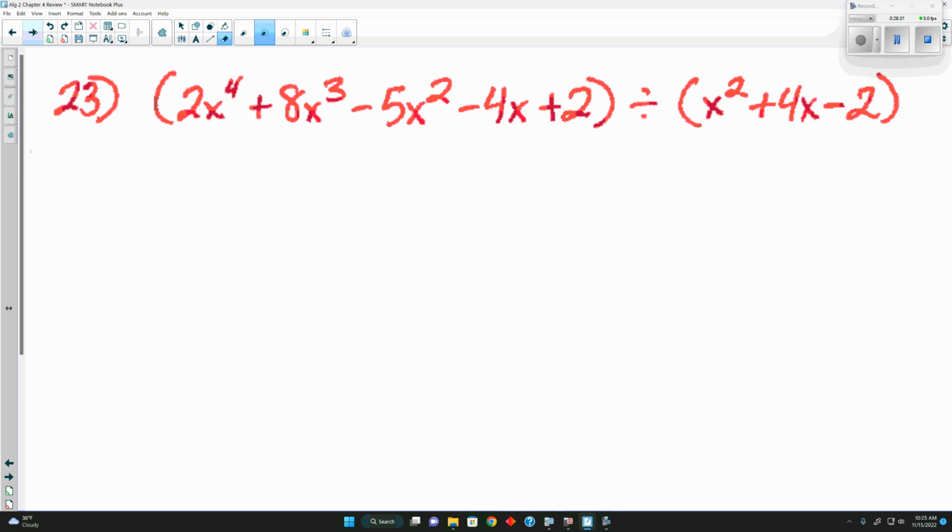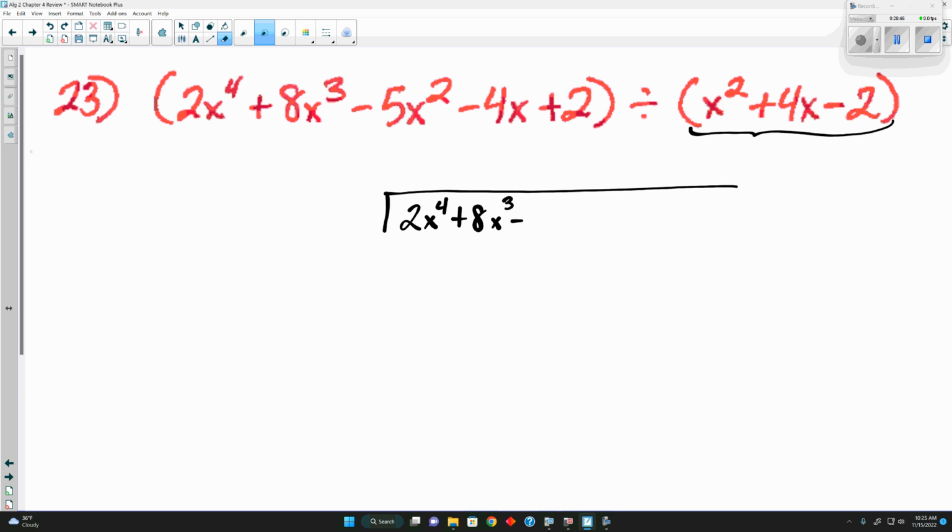So when we have these polynomial divisors, here we're dividing by x squared plus 4x minus 2. It might be a little bit easier to do this with long division. We'll put the 2x to the 4th plus 8x cubed minus 5x squared minus 4x plus 2 inside, and the x squared plus 4x minus 2 on the outside.